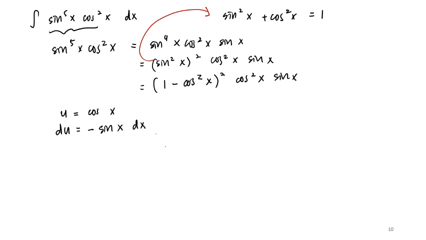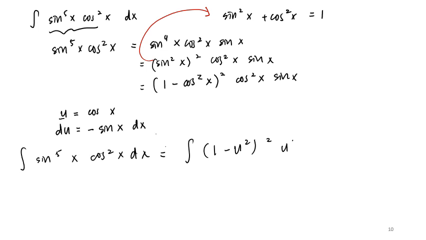Now when you have this u in terms of cos x, you can put it in terms of u. Right now, our integral becomes: we want to integrate 1 minus u squared, the whole thing squared. Then cos squared x is u squared. Then sine x dx, because you will have the dx in the original integral, equals negative du. So you just put negative du.